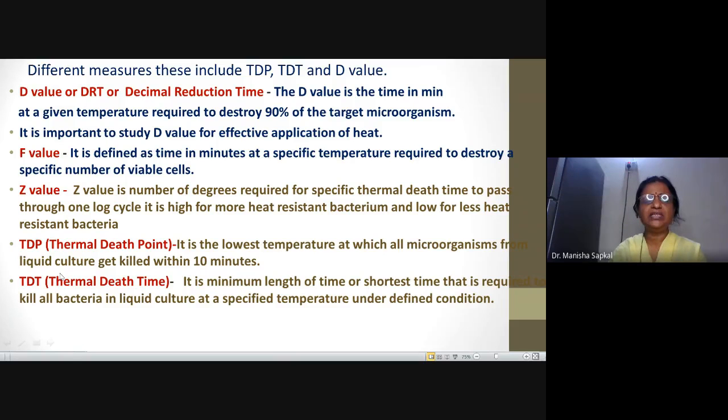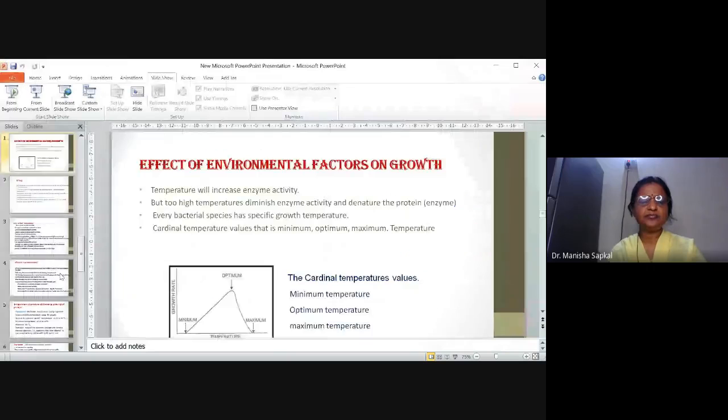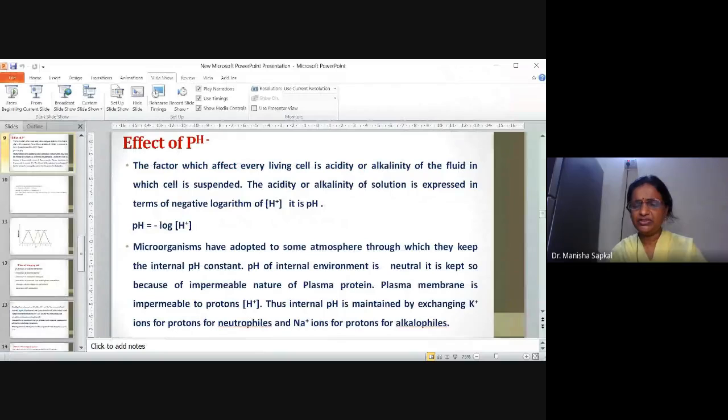So that is about the effect of temperature. The next effect is the effect of pH, which we will see in the next lecture. For this time we stop here.